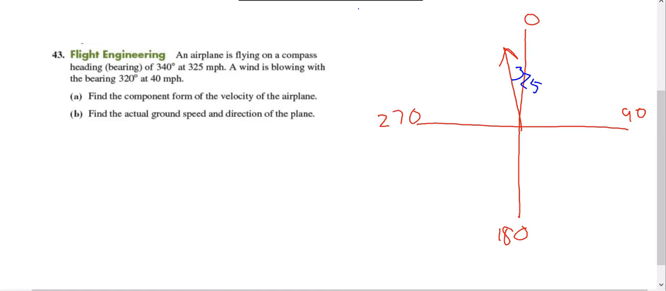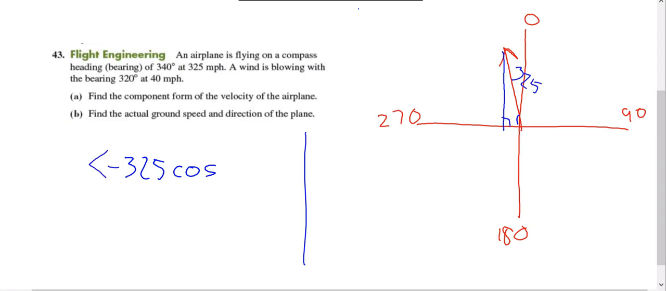Okay, so for that particular component form vector, remember, if you treat it like a right triangle, the components would be the x and the y, which would be the legs of the triangle. Now, those components would be negative, let's see here, negative 325 cosine. Now, what's the angle inside here?